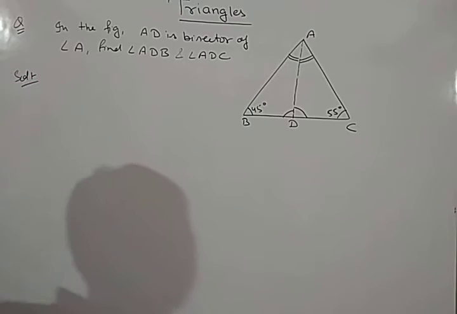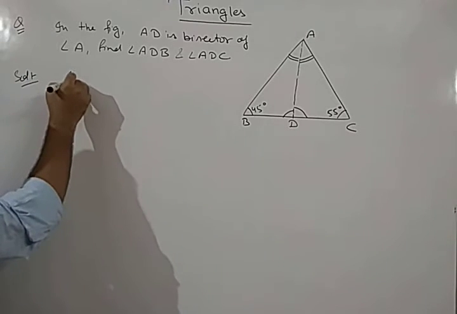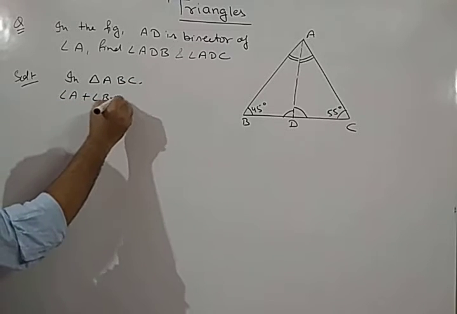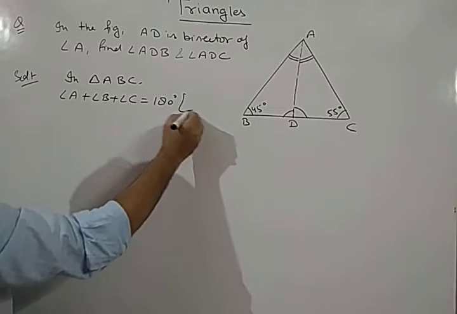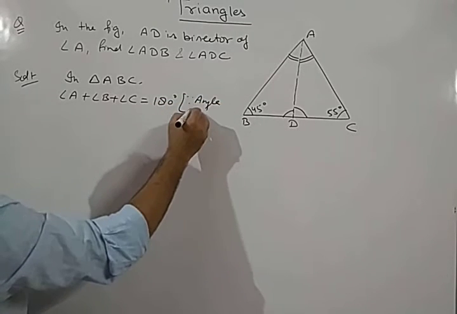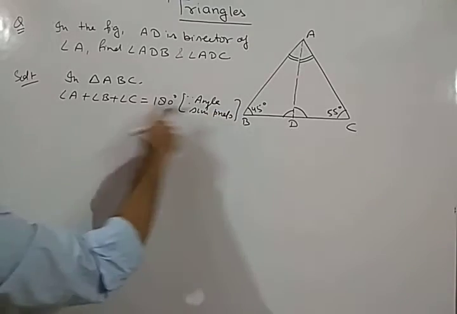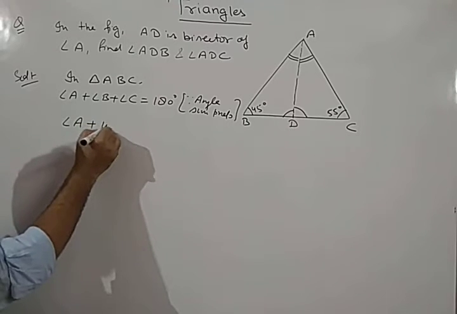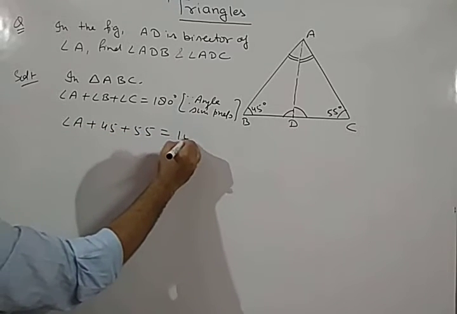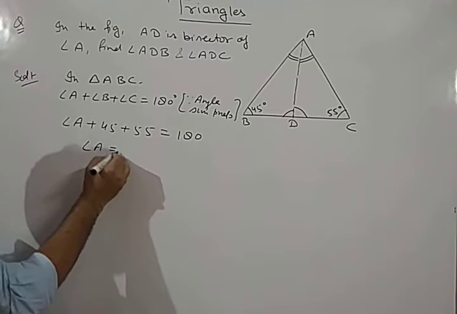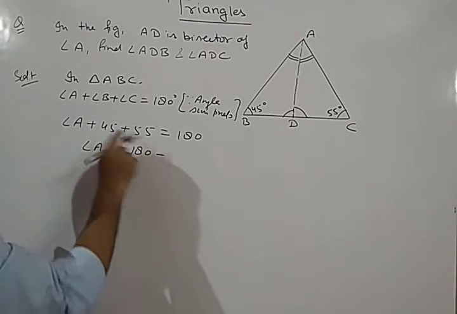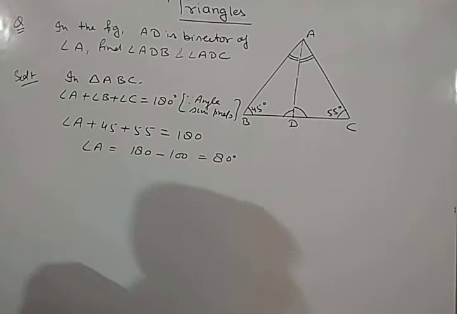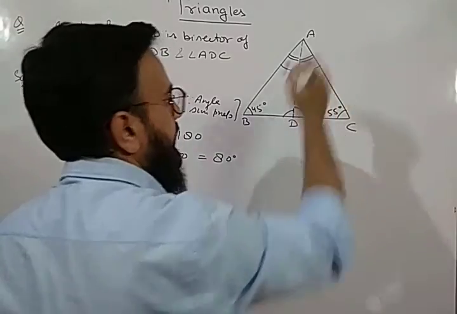So let us start. In triangle ABC, we can write angle A plus angle B plus angle C is equal to 180 degree, since it is the angle sum property. So by angle sum property, the sum of all the angles is 180 degree. So you can find the value of angle A. Angle A plus 45 plus 55 is equal to 180, so angle A will be equal to 180 minus 100, that will be equal to 80 degree. So this whole angle is 80 degree.